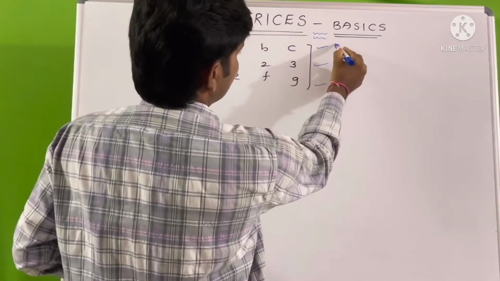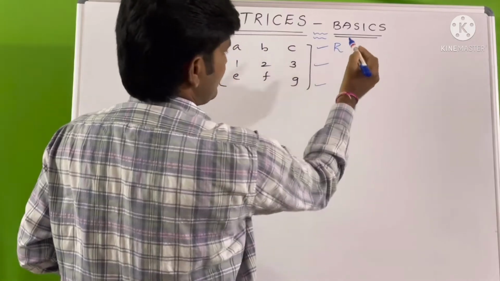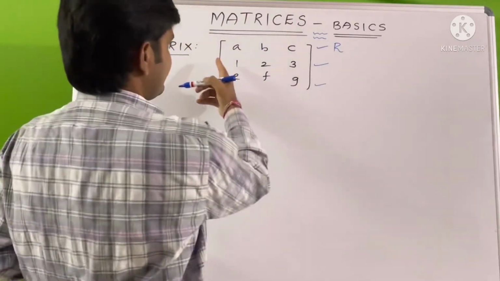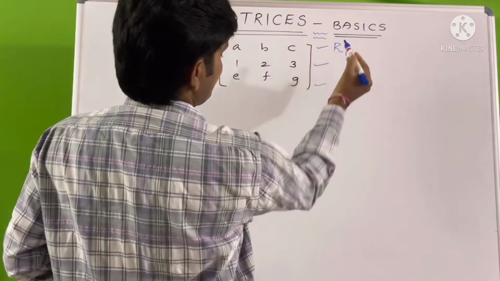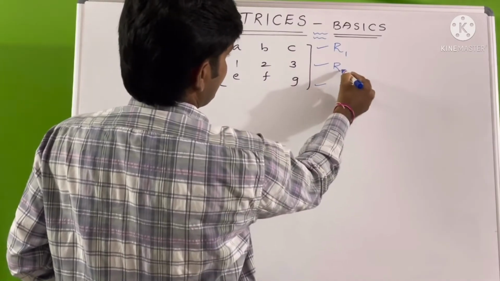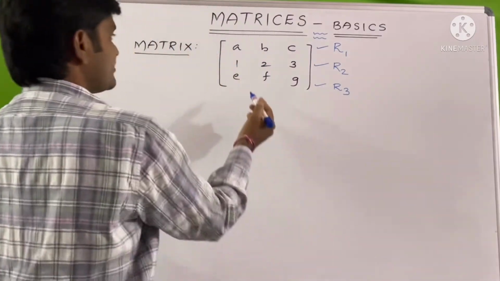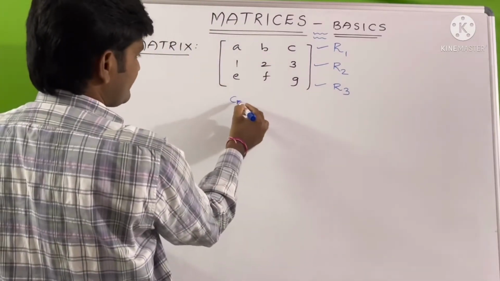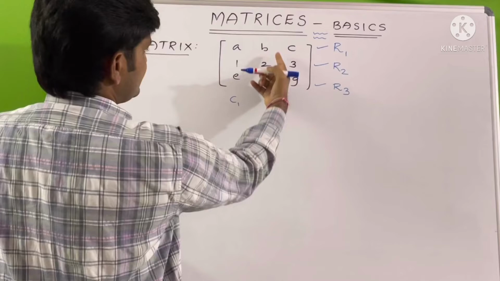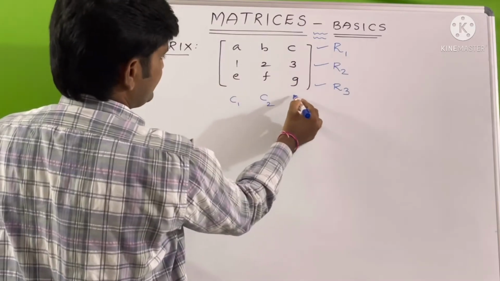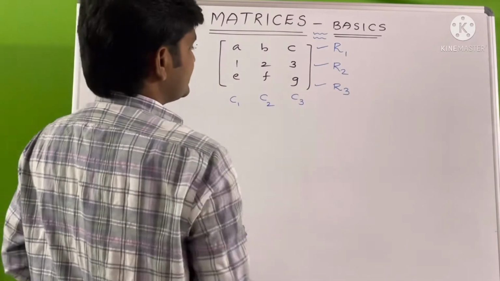Generally rows are denoted by capital R. So this is the first row, we can write R1. This is the second row, R2. This is the third row, R3. Similarly, this is the first column, C1. This is the second column, C2, and this is the third column, C3.